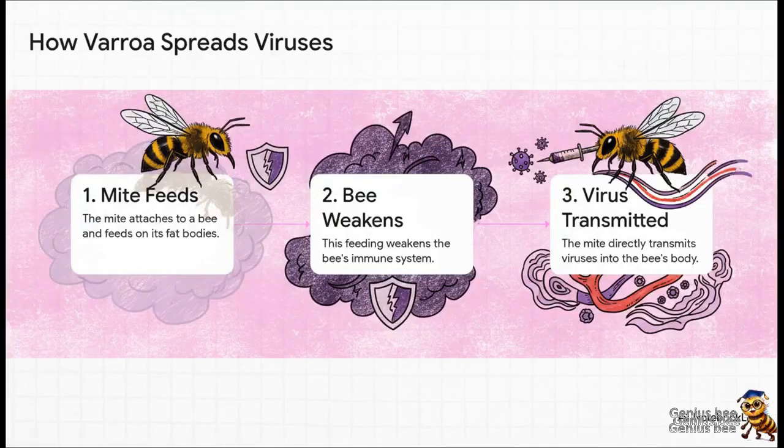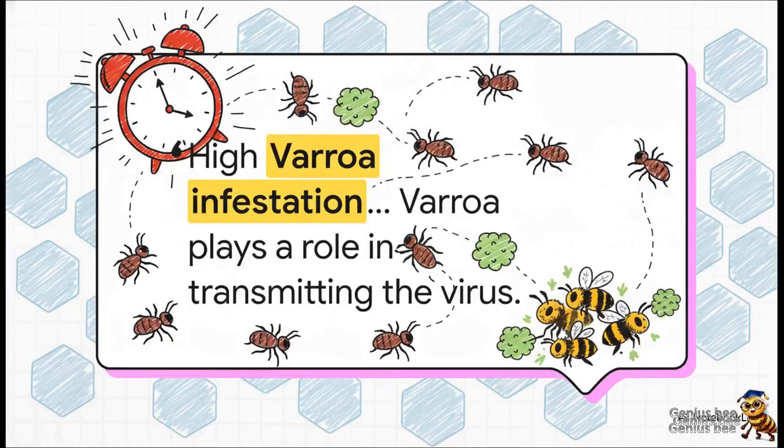So how does it actually work? Well, it's a vicious 1-2-3 punch. First, the mite latches on and starts feeding, which weakens the bee's immune system right away. But then comes the real damage. As it feeds, it basically acts like a dirty hypodermic needle, injecting a cocktail of viruses directly into the bee's circulatory system, completely bypassing all of its natural defenses. So yeah, a high varroa count in your hive is like a ticking time bomb for a viral outbreak. The mites don't just spread the viruses from bee to bee, they actively amplify them, turning what might have been a low-level, manageable infection into a full-blown colony-killing epidemic.